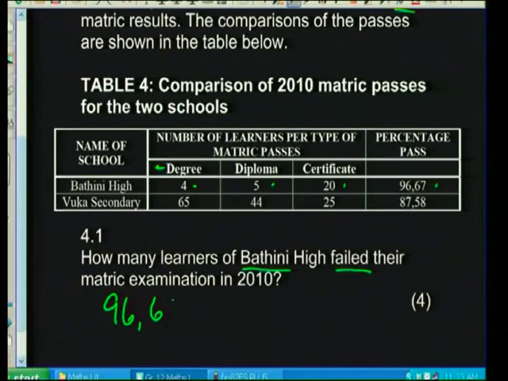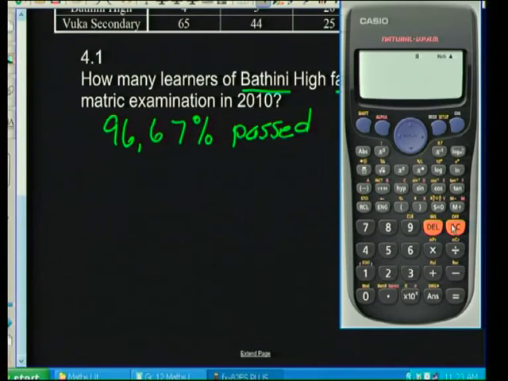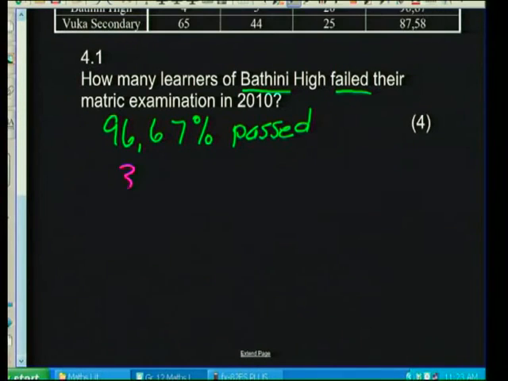So we know how many passed. We know that 96.67% of them passed. So what I'm going to do is work out what percentage actually failed. So on my calculator, I'm going to say 100 minus my 96.67. And I see that I've got 3.33% that failed. So let's write that fact in. We've got 3.33% that failed. And that's the number I'm looking for.